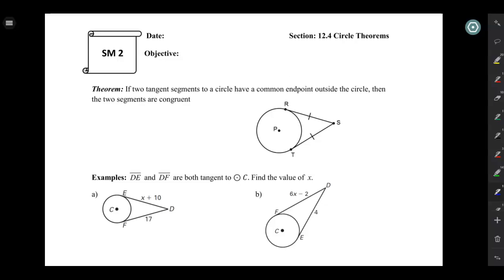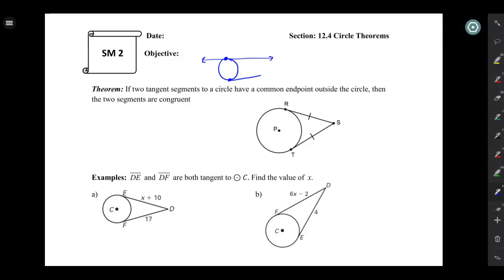So just remember what that means. Remember, a tangent line is a line that touches a circle at exactly one place. A tangent segment is like a portion of a tangent line. So it's a segment, but it only touches the circle at one spot. Okay. So just a reminder of what tangent is.